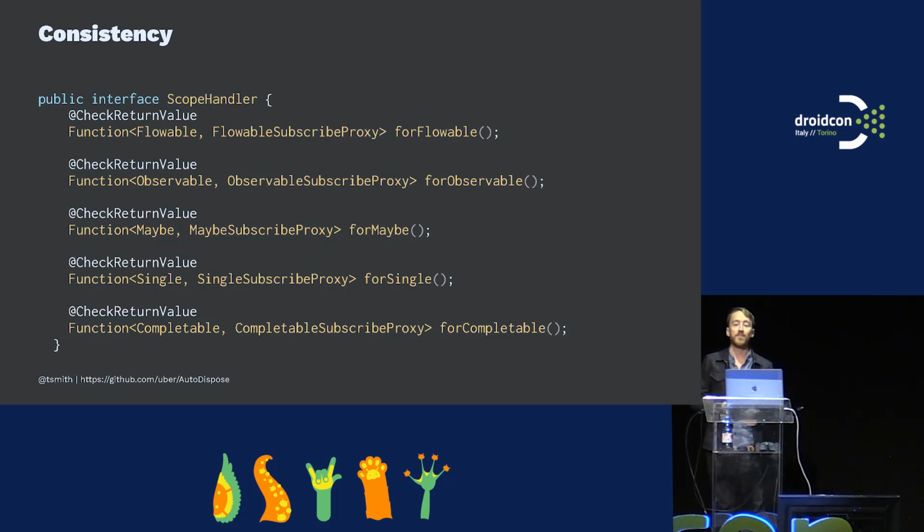So here, in a simplified view of our scope handler interface for converting different types of observables, we can see consistency in the naming style of the APIs, alignment with the RxJava types, as well as integration with Error Prone via the CheckReturnValue annotation to enforce behavior on the Java and on the Android side.